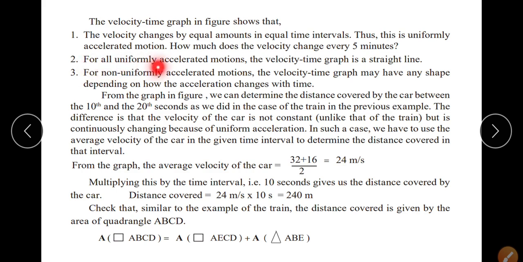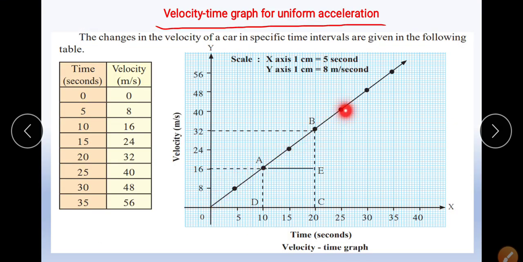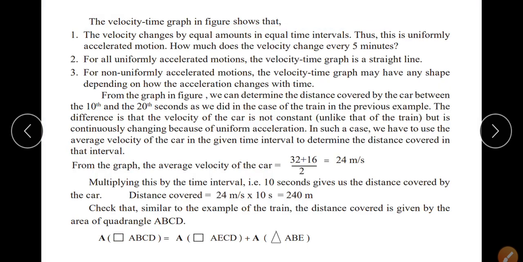The second is, for all uniformly accelerated motion, the velocity time graph is a straight line. We can see it here in the previous graph that the velocity time graph is a straight line for uniformly accelerated motion. For non-uniformly accelerated motion, the graph may not be a straight line. It may have any shape depending on how the acceleration changes with time.